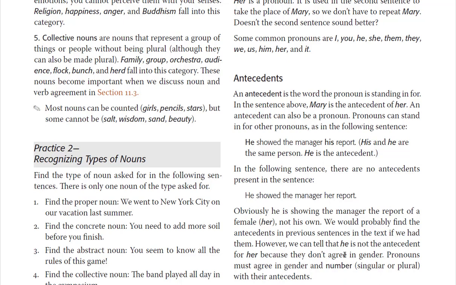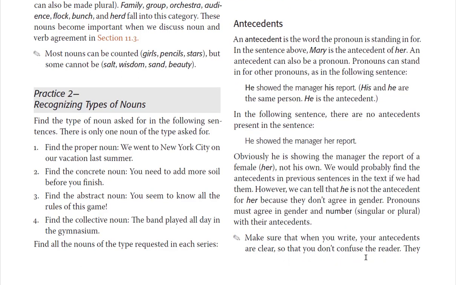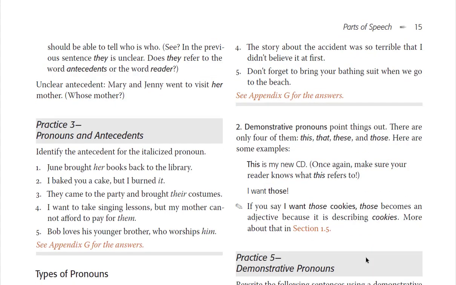However, we can tell that he is not the antecedent for her because they don't agree in gender. Pronouns must agree in gender and number with their antecedents. That's part of subject-verb agreement. Make sure your antecedents are clear so that you do not confuse the reader. They should be able to tell who is who.